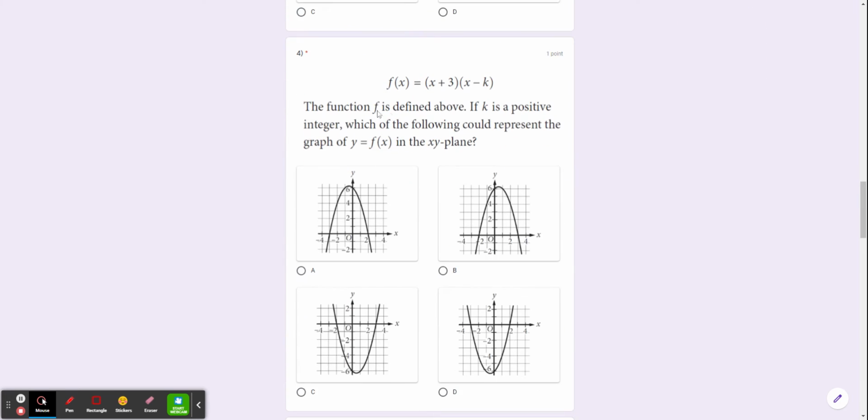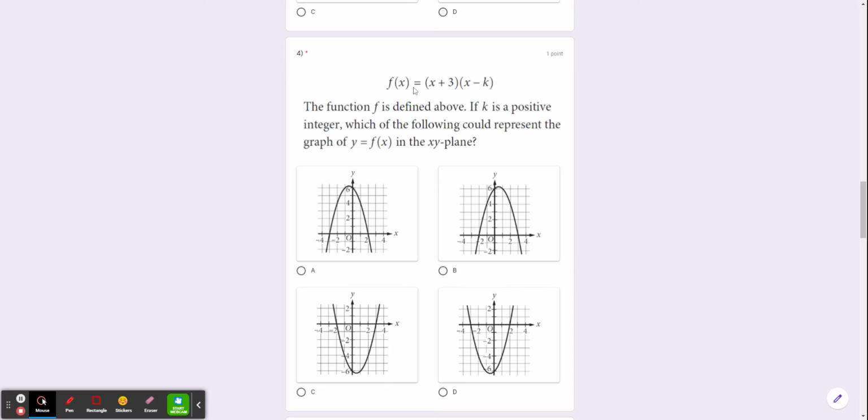Okay, 4: the function f is defined above. If k is a positive integer, which of the following could represent the graph of f of x in the xy plane? This is what's referred to as factored form. We have two factors being multiplied together. The trick is that if I set this equation equal to 0, I can solve for my x's. What number plus 3 is 0? Well, negative 3, which means one of my solutions has to cross through the x-axis at negative 3, which is a possibility for choice A and for choice D.